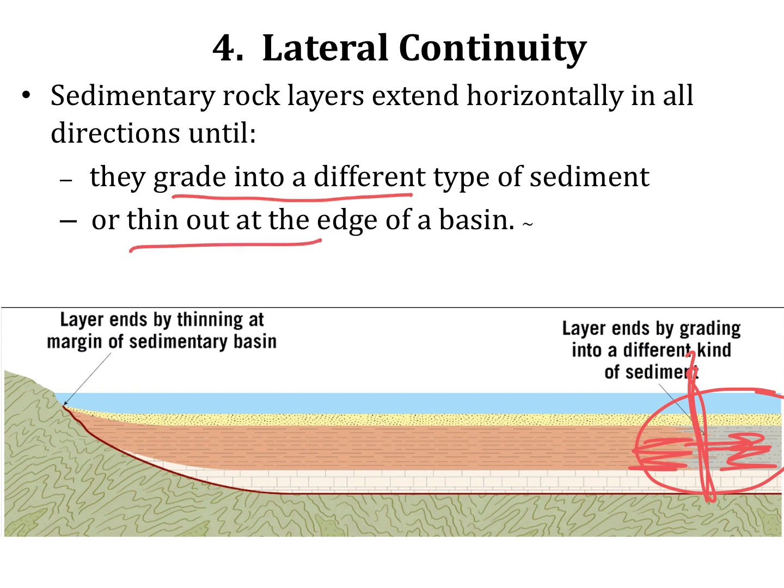Or the second possibility is that they can actually get thinner as you move towards the edge of a basin. So you can see each one of these rock layers is thinning out as it gets closer to a basin. So we can assume that rock layers are extensive horizontally in all directions unless we encounter one of these two things.